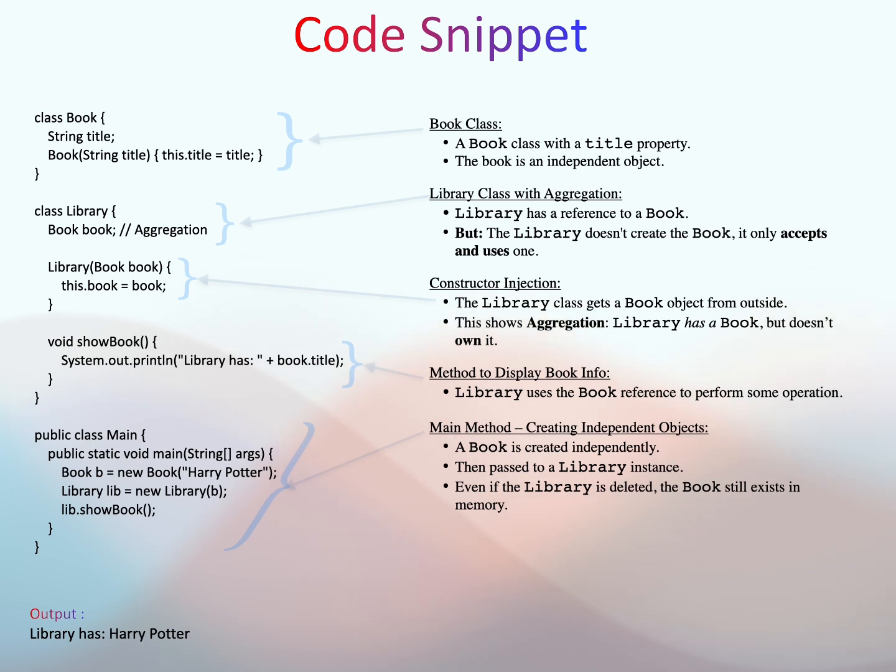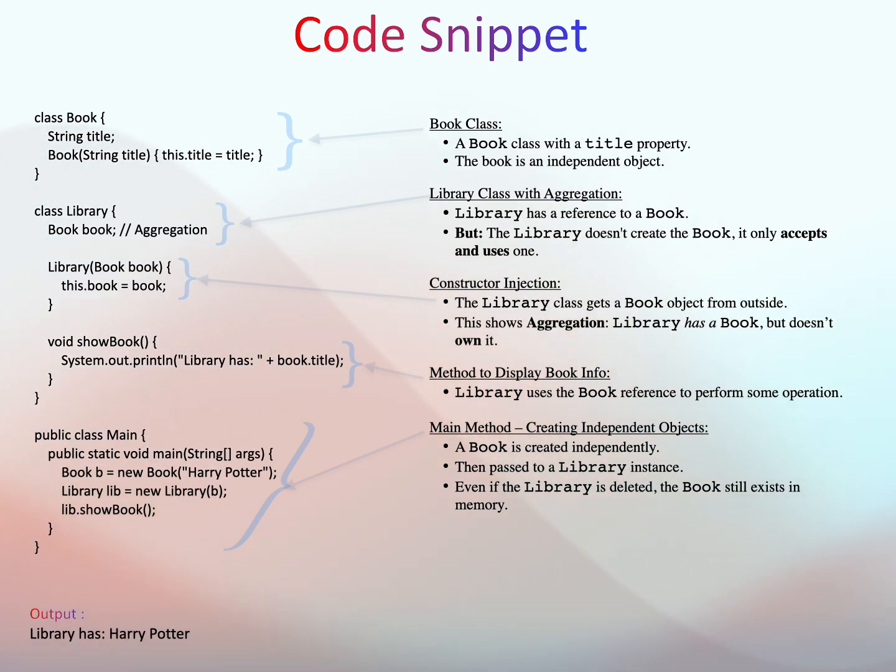Then there's a method to display book information. Library uses the book reference to perform some operation. Now we have the main method. First we create a book called Harry Potter. Then we pass that book into a new library. The library displays: library has Harry Potter.